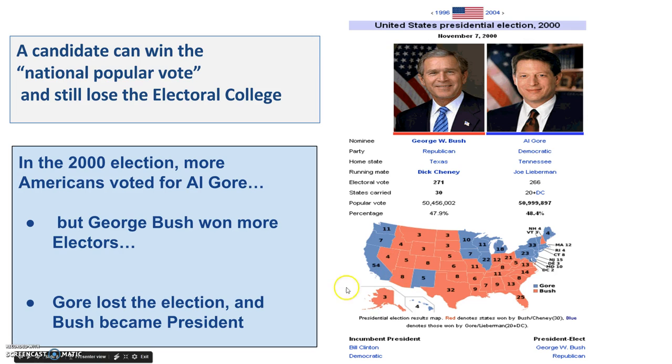And he did that by winning these states on the map down here. Add up all those red states and their numbers. That's going to get you 271. That's the magic number. It cleared that 270 mark. And this is the reason why President Bush was elected in 2000 and Al Gore was not, even though Al Gore had more people vote for him.